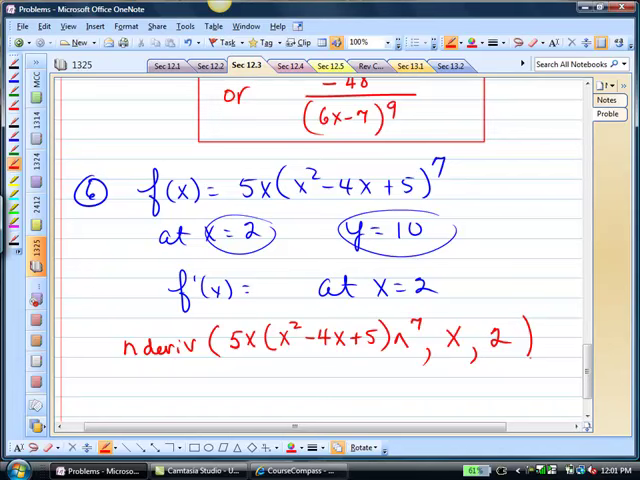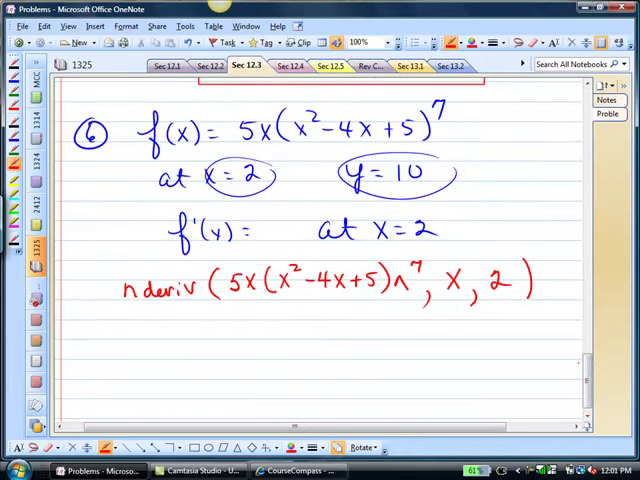5. You got 5? Oh, it's not 10. That's the y point. Sorry, 2. Okay. F prime. Okay. F prime at x equals 2 is 5. Okay, so what's that? In our equation that we're trying to write, what's 5 going to be? That's your m. That's your slope.